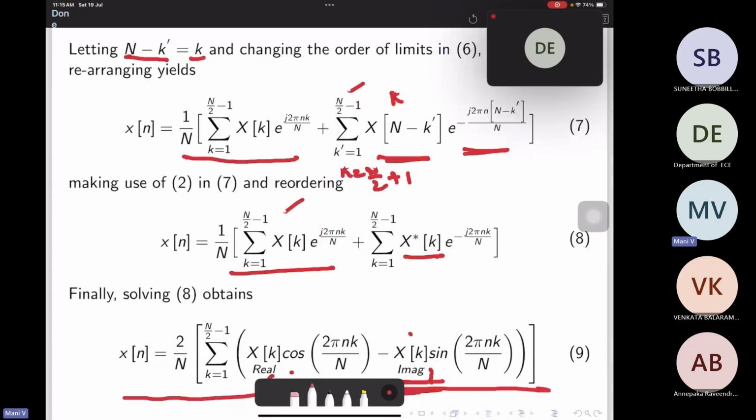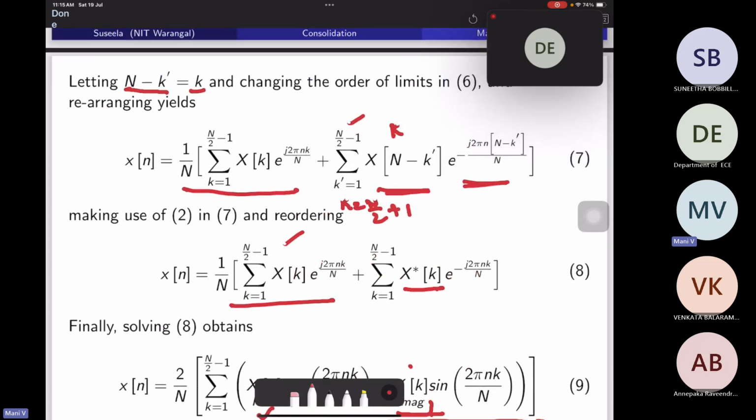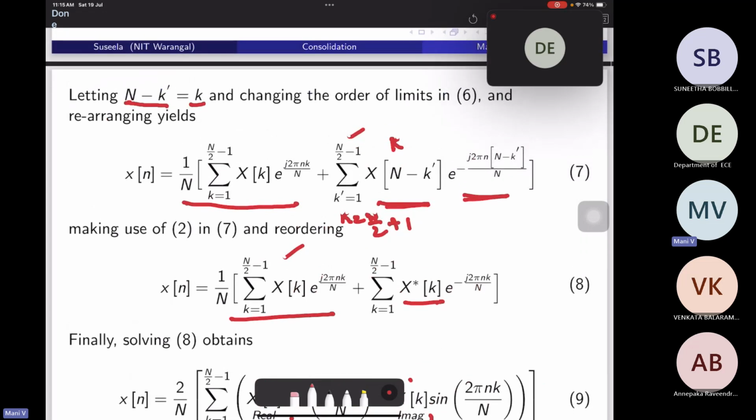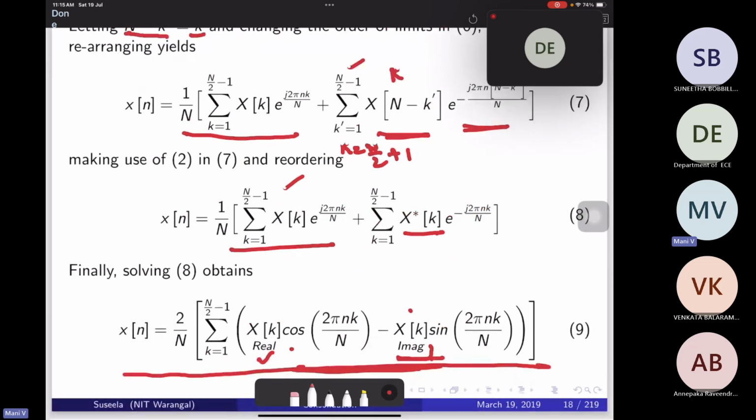Now, x of n minus k as another variable is introduced so that it changes into this format. Now, if you combine, because n minus k is nothing but the conjugate value, so the conjugate value is inserted, e power minus j 2 pi.